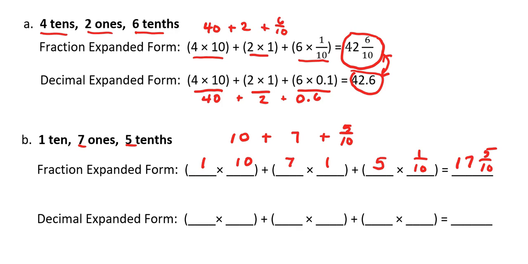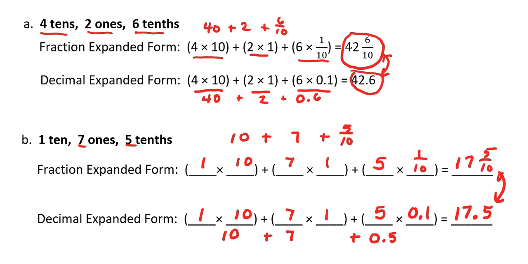We'll do the same thing in decimal form. Again, the whole numbers are written the same, so I still have 1 times 10 and 7 times 1. This time I have 5 times 1 tenth written as a decimal. I still have 10 plus 7 plus 5 tenths. And as a decimal, that would be 17 and 5 tenths. And again, these two numbers are the same. One's just written as a fraction and one is written as a decimal.